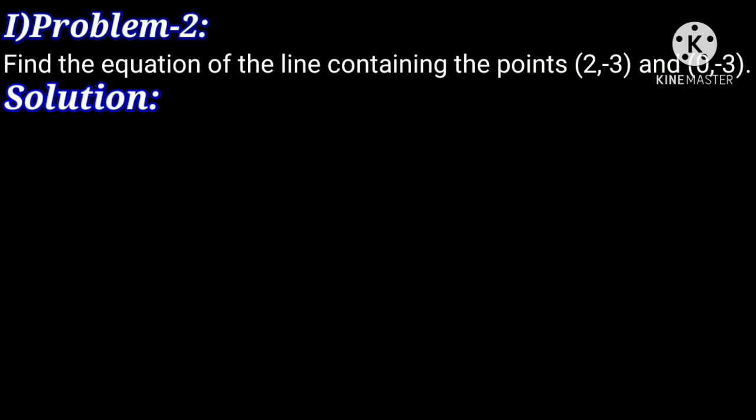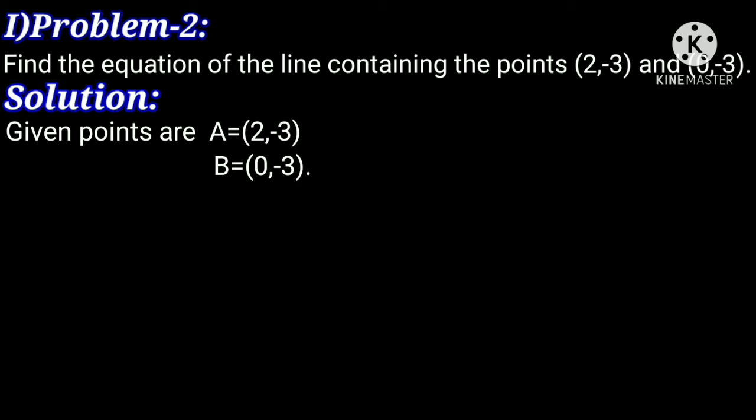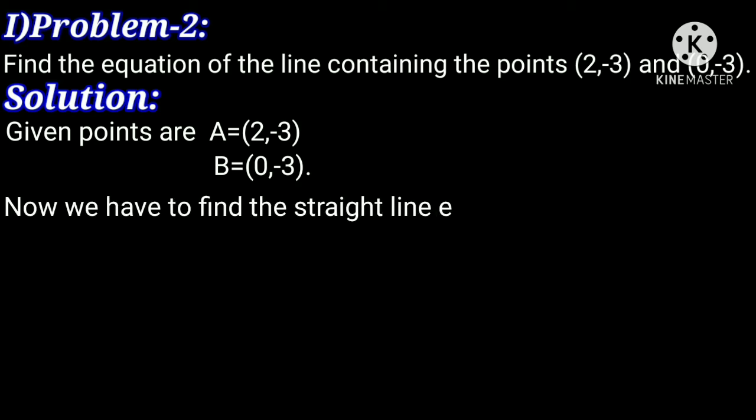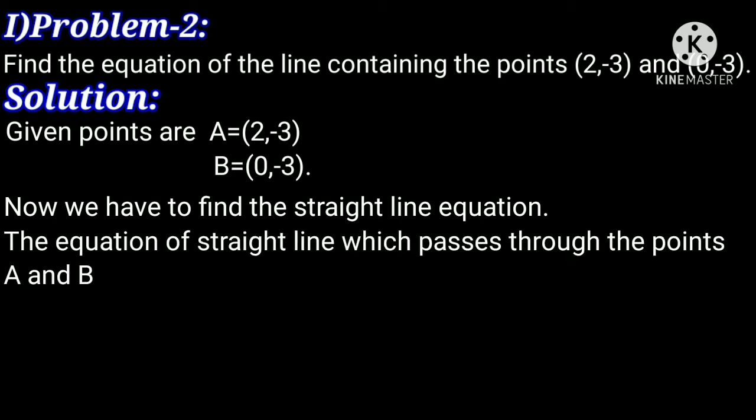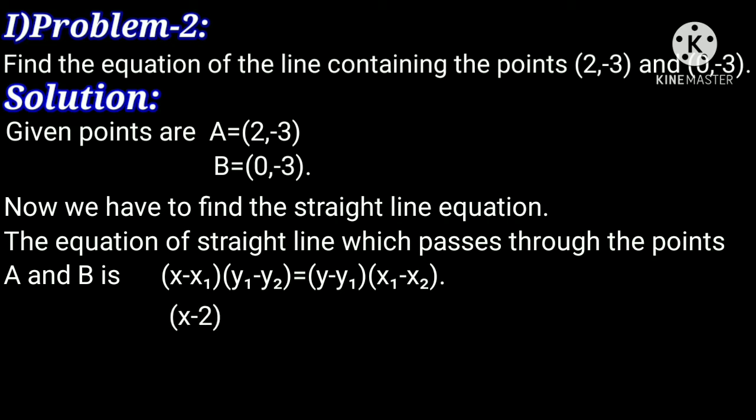Solution. Let us assume that the given points are A equal to (2, minus 3) and B equal to (0, minus 3). Now, we have to find the straight line equation. The equation of the straight line which passes through the points A and B is (x minus x1) into (y1 minus y2) equal to (y minus y1) into (x1 minus x2). Here we substitute x1, y1 and x2, y2 values, then the above equation becomes (x minus 2) into (minus 3 plus 3) equal to (y plus 3) into (2 minus 0).